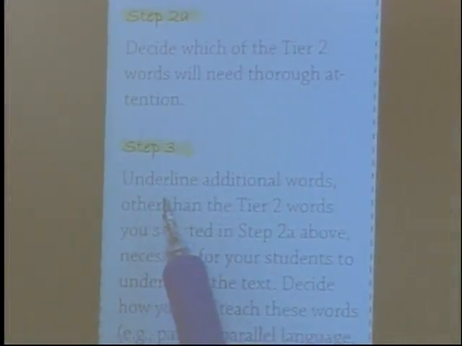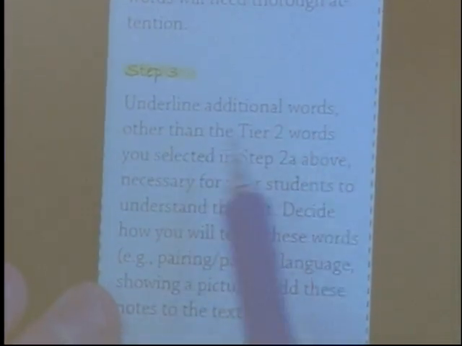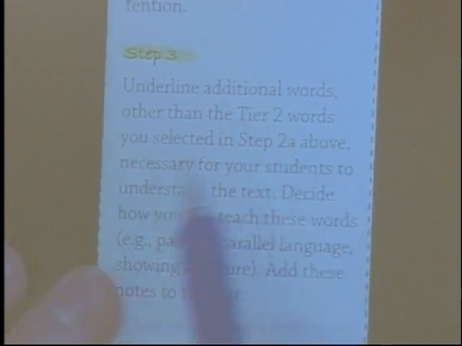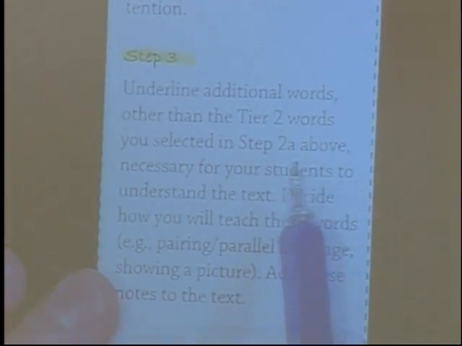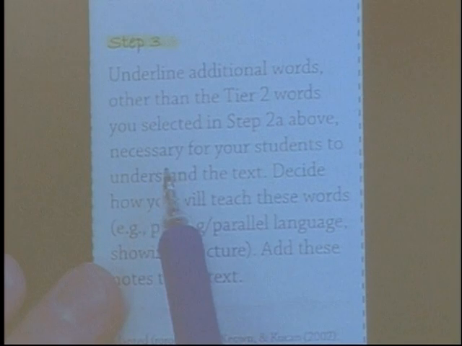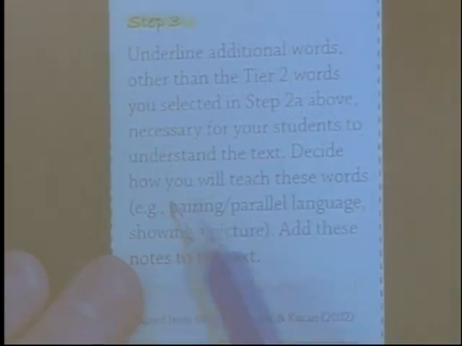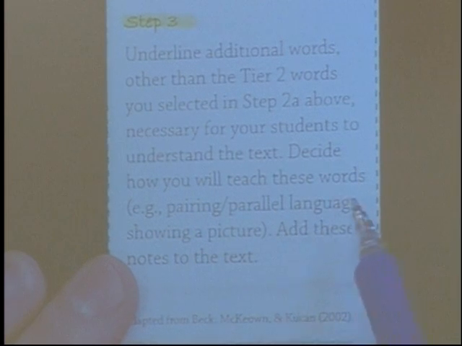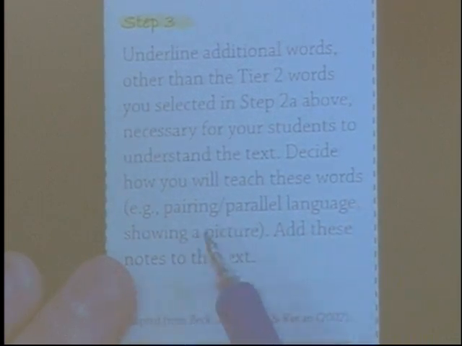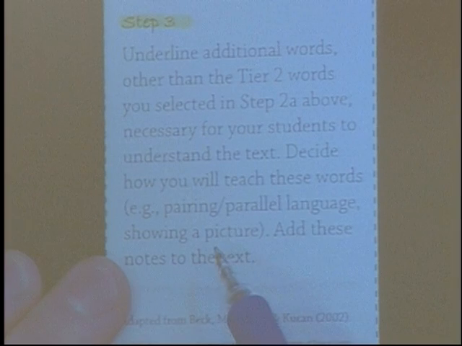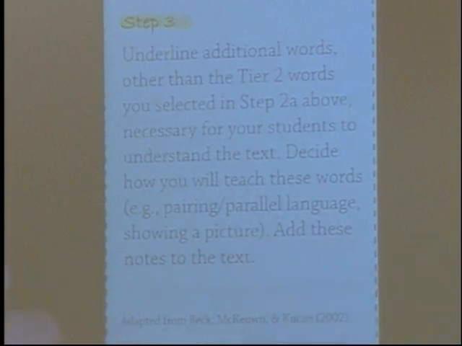Read it with me straight from the bookmark. Underline additional words other than the tier 2 words you selected in step 2A above, necessary for your students to understand the text. Decide how you will teach these words. Examples: pairing, parallel language, showing a picture. Add these notes to the text.